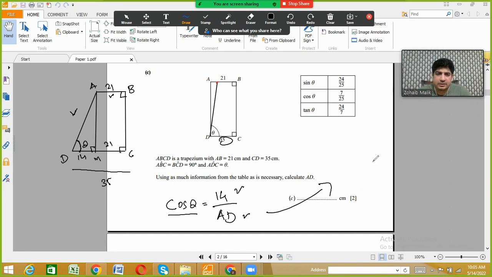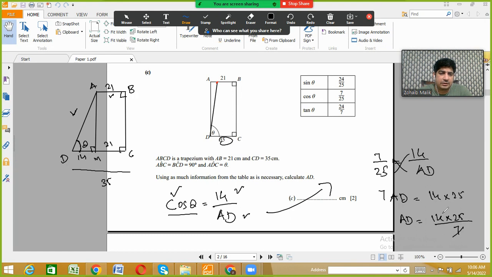So cos theta is replaced by 7 over 25, and this is equal to 14 over AD. Now we have to find AD, so we will cross multiply. So 7 times AD is equal to 14 times 25. I recommend don't multiply them first, because 7 has to come here and it will be dividing, and 14 is a multiple of 7. So AD is equal to 14 into 25 over 7. 7 into 14 is 2, 2 times 25 is 50 centimeter. So this length is 50 centimeter.